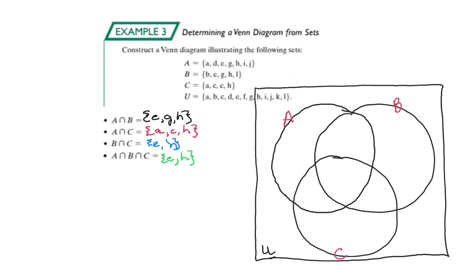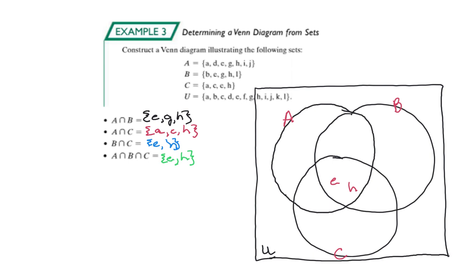All right, so what we can do is it says construct a Venn diagram. Remember, when we first fill out the Venn diagram, we have to complete the innermost region first, which is region 5. So I'm going to go into region 5 and place my A intersect B intersect C, which will be E and H.